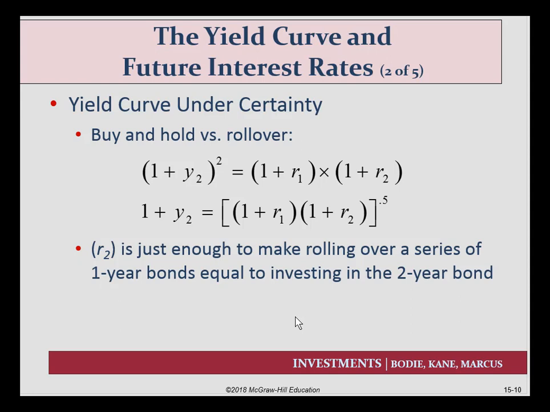So how would we solve for this, right? 1 plus the 2-year yield, since it's 2 years, is squared, and equals the other 2. And of course, if we just took the square root of both, we would be fine. But if we wanted to solve for r2, it's (1 plus y2) squared divided by (1 plus r1). And if you do that math, 1.06 squared divided by 1.05, we end up with r2 being roughly 7%.